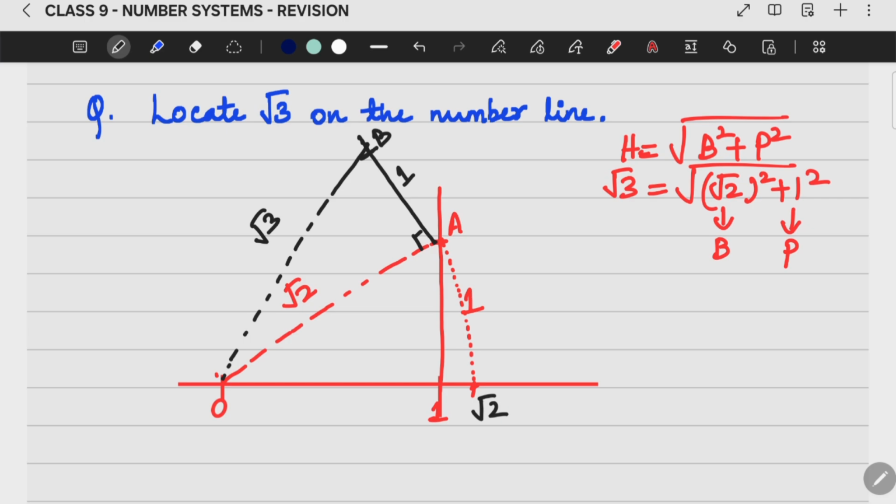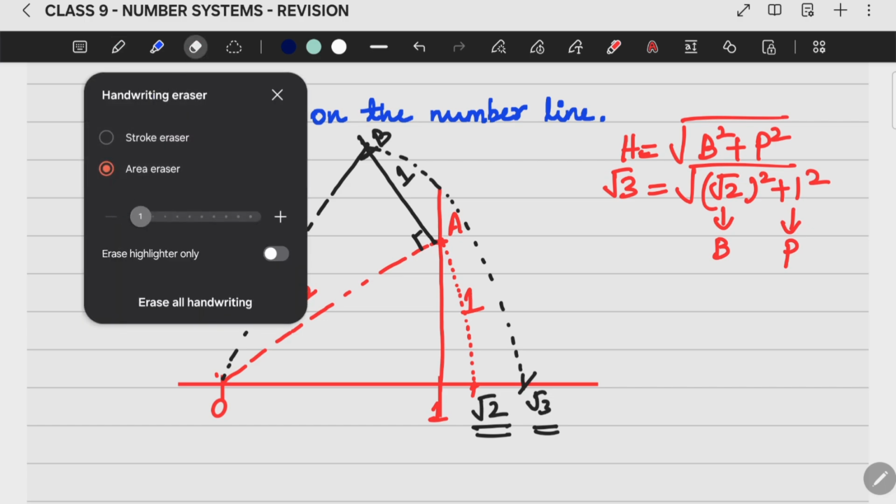You don't have to specifically do anything now. Take the length O to B, which will be root 3, and then again mark an arc such that it cuts the number line. So this will be root 3. This is what you were asked. So this is a better way of doing it: first locate root 2 and then locate root 3. This is not necessary, you need not do it unless you are asked.